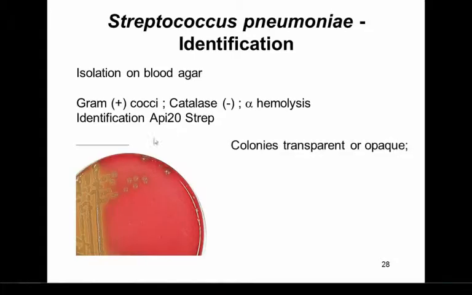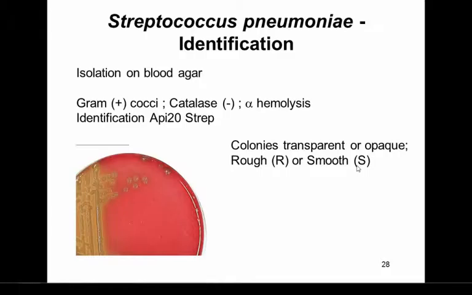Now, colony morphology can be variable. They can be transparent or opaque. And as you may know from genetics, you can get rough or smooth colonies of Streptococcus pneumoniae. So the rough colonies do not have a capsule antigen, and they are less virulent. Smooth colonies have the capsule antigen.